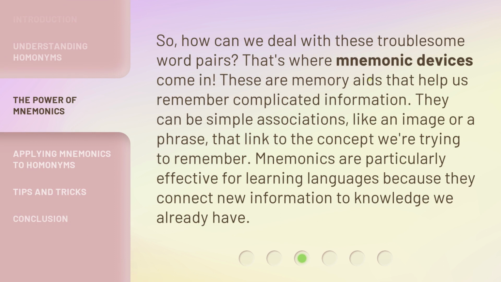So, how can we deal with these troublesome word pairs? That's where mnemonic devices come in. These are memory aids that help us remember complicated information. They can be simple associations, like an image or a phrase, that link to the concept we're trying to remember. Mnemonics are particularly effective for learning languages because they connect new information to knowledge we already have.